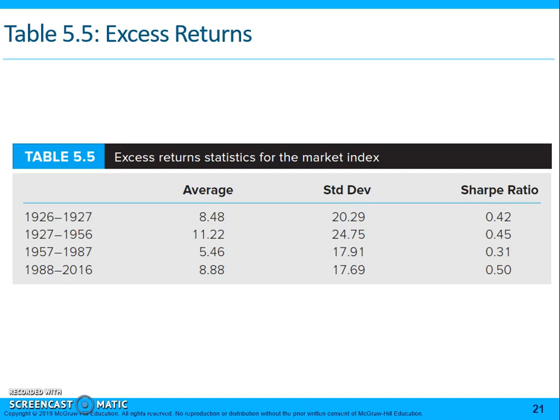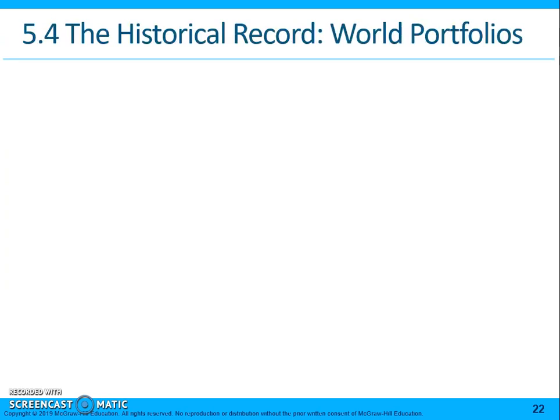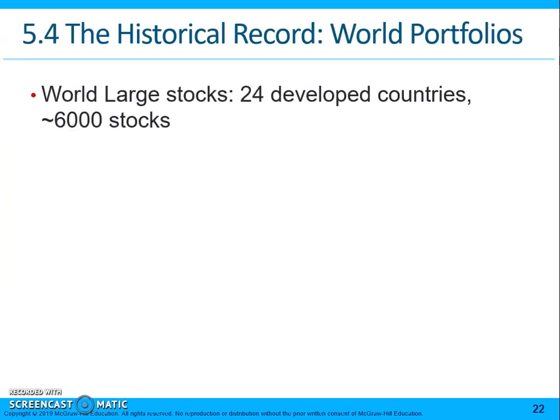So anytime you're selecting an investment, you're going to prefer the investment that offers the higher Sharpe ratio. It indicates that investment has a higher reward to volatility ratio. The historical record, this is world portfolios.